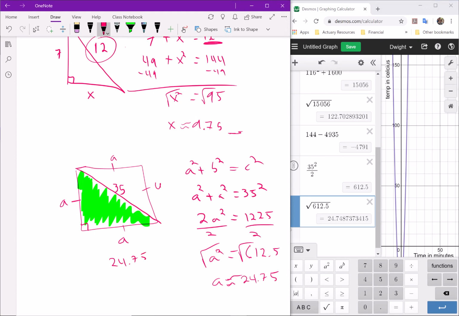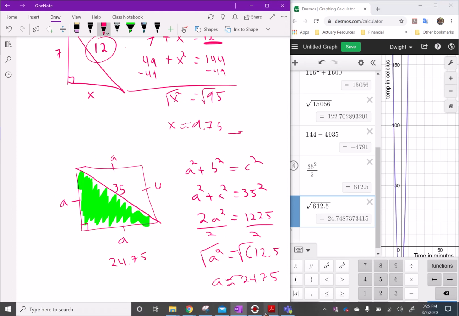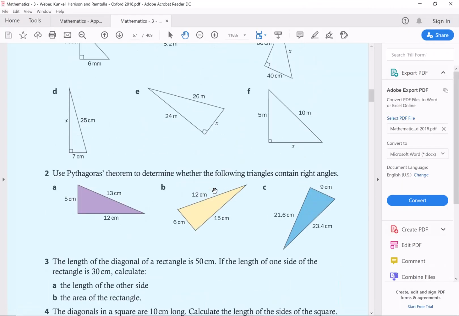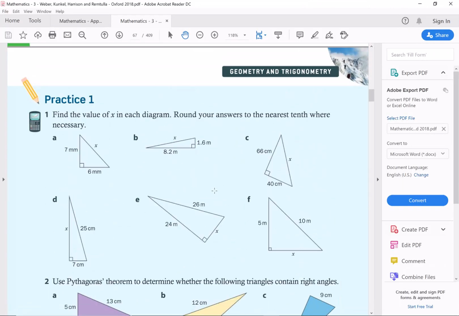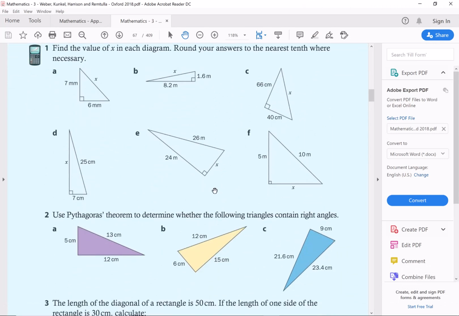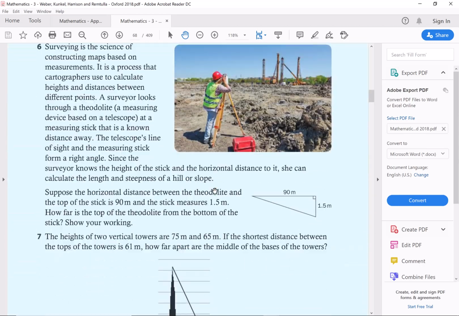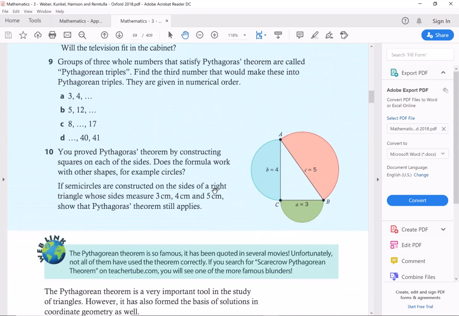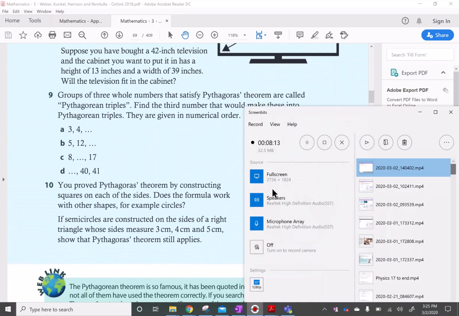All right, so that's what we're practicing today, is using the Pythagorean theorem. What I'd like you to do is we're going to do practice 1. I'll write down on ManageBack the specific problems that you should be doing from practice 1, okay? And then you need to upload your work onto ManageBack. Okay, good luck. Please reach out if you have any questions.